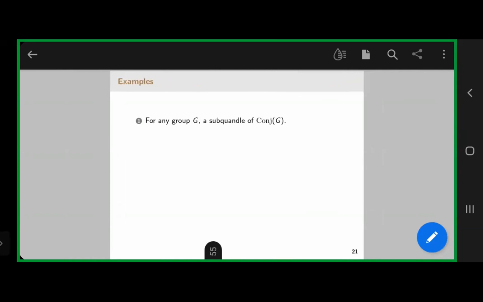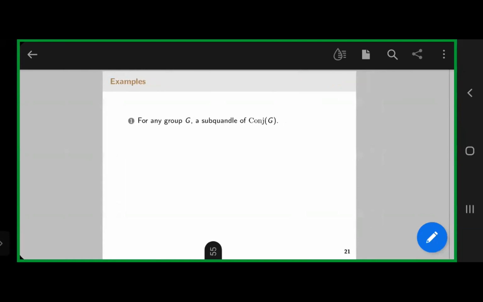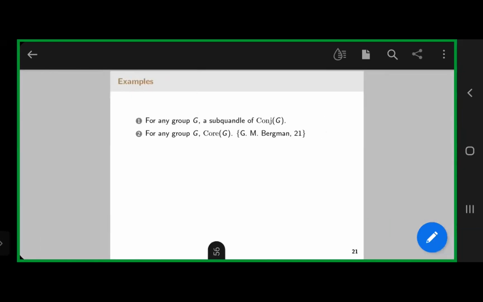Now, what are the examples of the Dehn quandle? For a very obvious example, you take any conjugation quandle and take any subquandle of that, which is going to become a Dehn quandle. For perspective, from the conjugacy classes, you pick the representative.